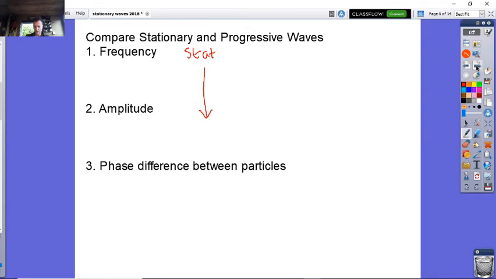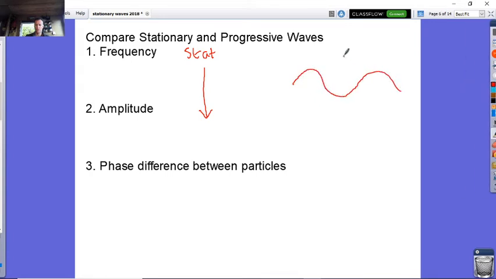But when you go to a progressive wave, this wave is traveling along with time going this way. This particle will vibrate up and down, and they are all vibrating up and down at a different time going through that. Eventually this particle will vibrate down to maximum amplitude, but so will this one as well, because the wave is traveling along. So the amplitude of all these particles will be the same, and that's for a progressive wave.